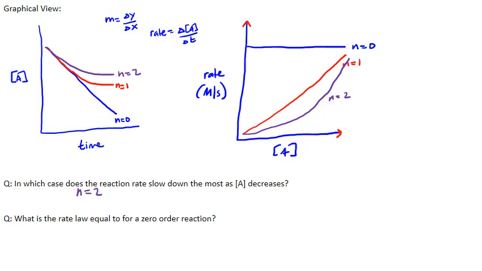And then the final question is, what is the rate law equal to for a zero order reaction? Well, if rate is equal to the rate constant times my reactant A to some power, then if N is equal to 0, the rate is equal to K times A to the zero, which will reduce to K. Rate is equal to the rate constant K.